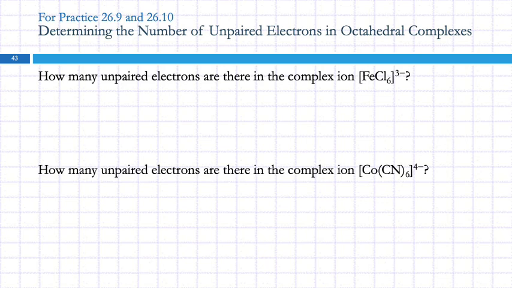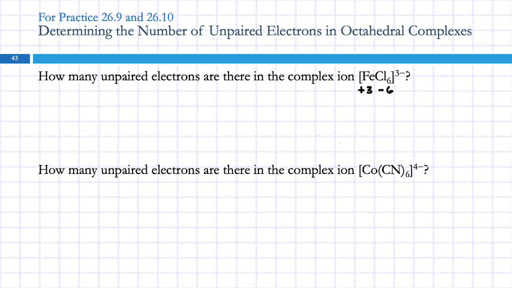Okay, how many unpaired electrons are there in the complex ion FeCl6 3-? Well, the first thing we need to know is how many d electrons are on that iron ion. So we need to know the charge on the iron. So we've got 6 chlorides, right? So they're -6. Overall, the charge is -3. What's the charge on iron? +3. So this has lost 3 electrons.